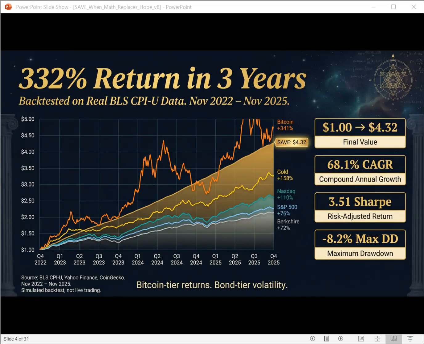But here is the number that matters more than the return. The maximum drawdown. Bitcoin's worst peak to trough decline during that period was minus 65%. Imagine that drop. S&P 500 hit minus 25% in the same time period. Gold saw minus 12%, and SAVE's maximum drawdown was minus 8.2%.